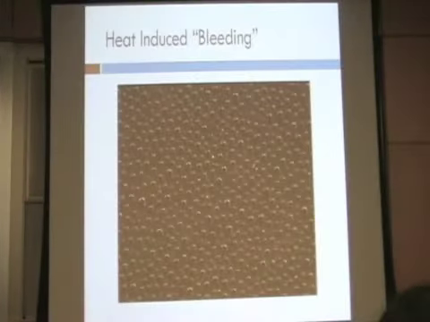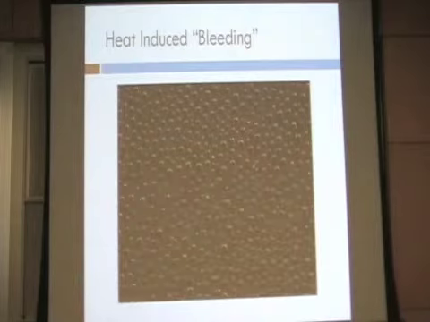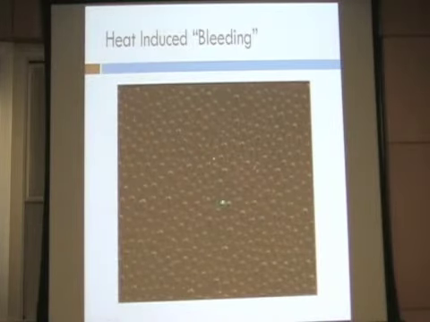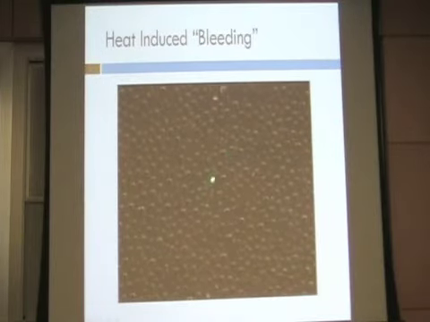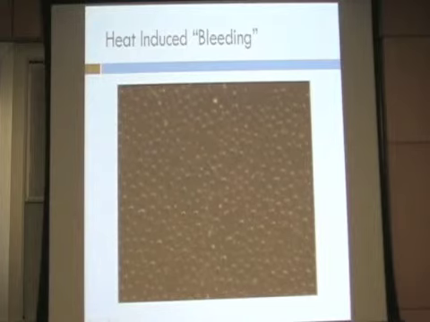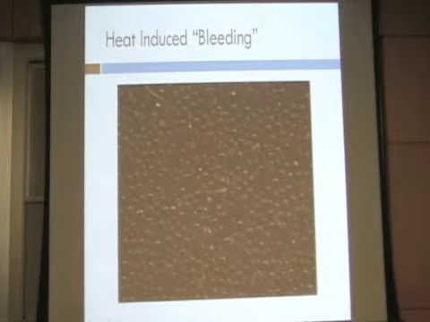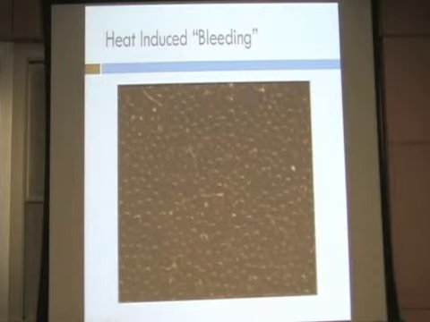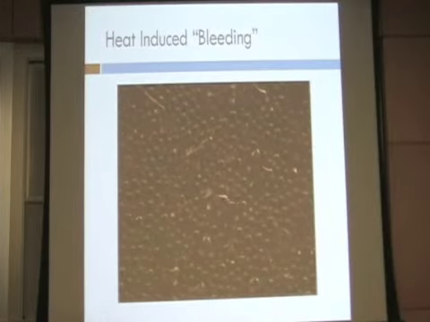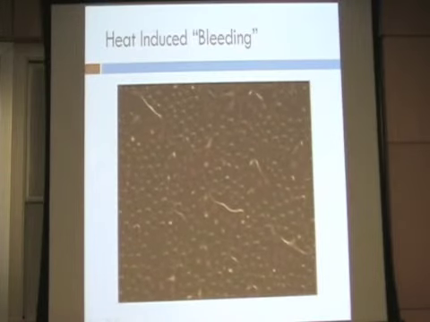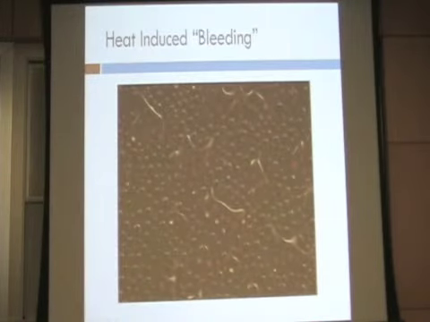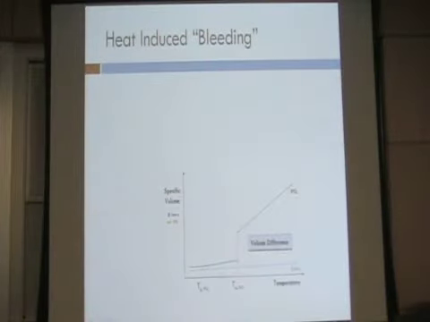This slide shows how the material can bleed. Now we are looking at the surface of the material while it's being heated, and we can clearly observe liquid formation on the surface. However, the bulk of the material is still a rigid solid. So this process only happens locally, or microscopically, on the surfaces of the material. I'm going to skip the rest of the movie, and briefly discuss the origin of this bleeding phenomenon.